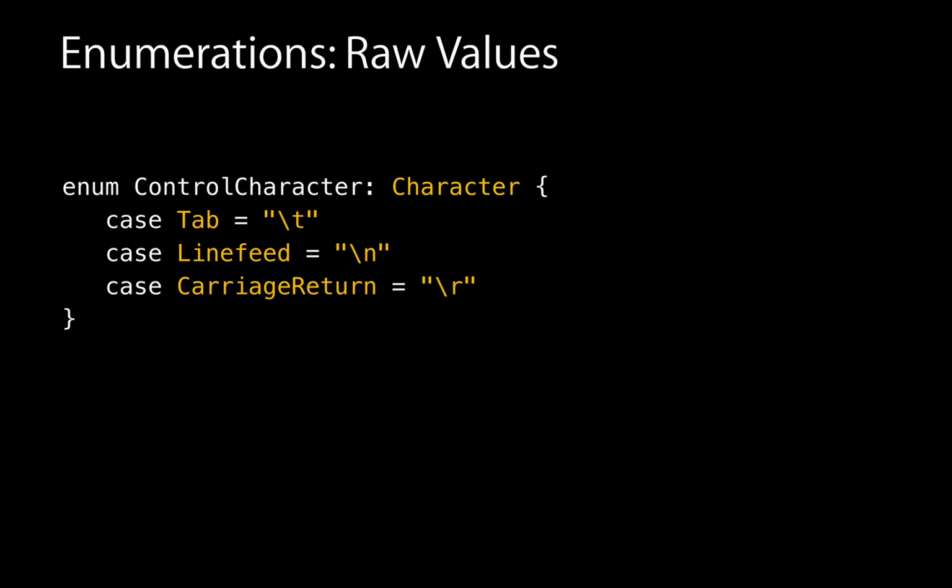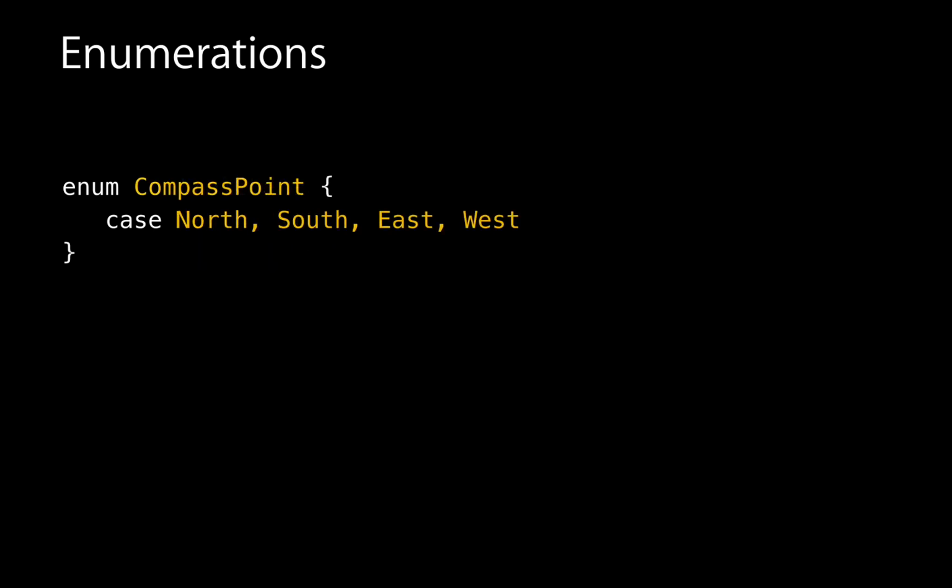But sometimes it doesn't make sense to have an underlying value at all. Sometimes the cases are just values in their own right. So here I have a CompassPoint. It has north, south, east, and west. There's no real number or string that really makes sense to tie to these. So they're just values. They're just values in themselves.